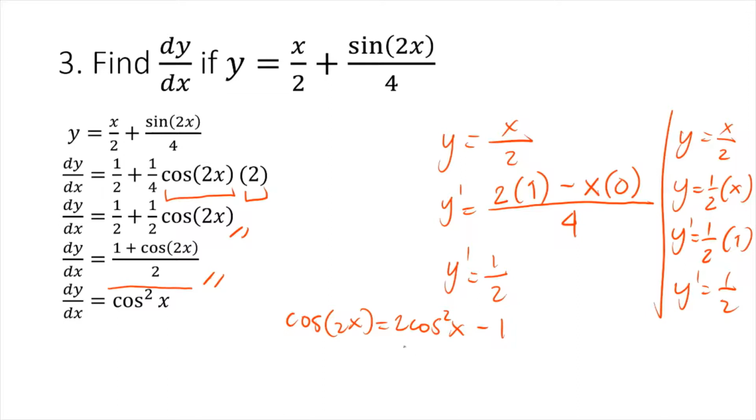So if we isolate cosine squared x, what will happen is that we have to transpose -1 to the left-hand side of the equation. So it will become cosine 2x plus 1, okay? And then divide both sides by 2. So cosine squared x is equal to cosine 2x plus 1, over 2, right?